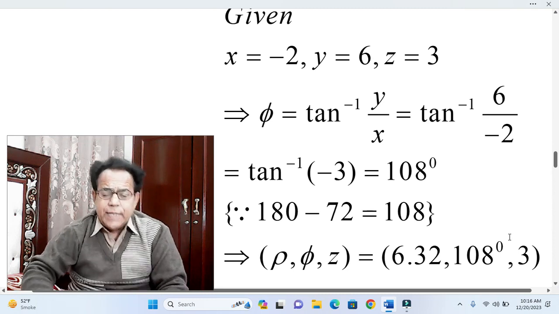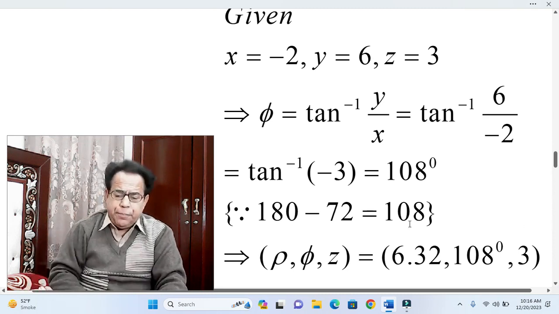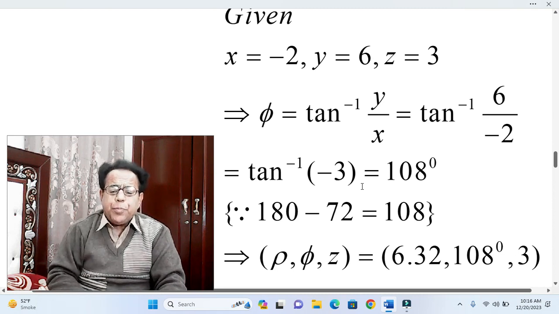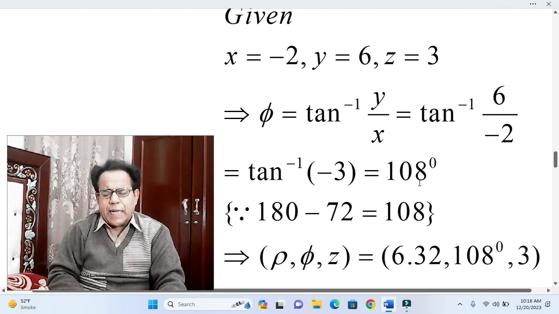Dear students, actually if we take this value tangent inverse -3 from an online converter, it will give us the exact value in degrees, in points. But because we are dealing here manually, we take the exact value 108 rather than 108 point something.